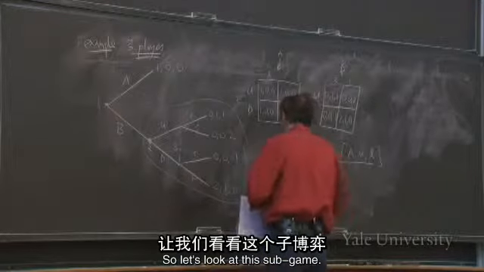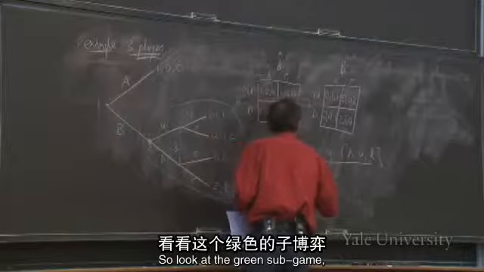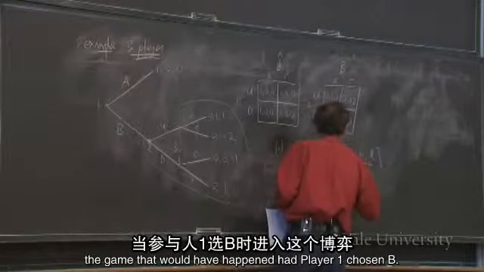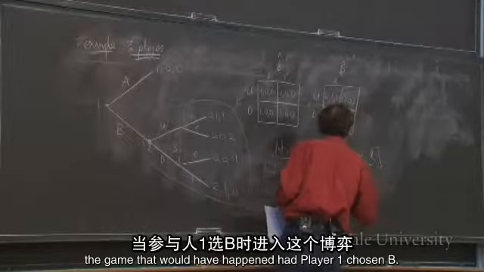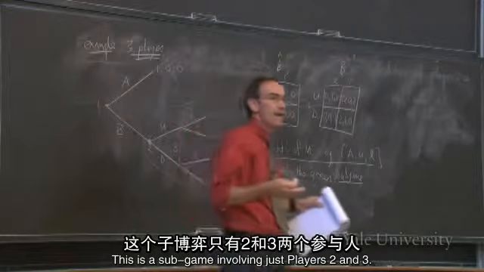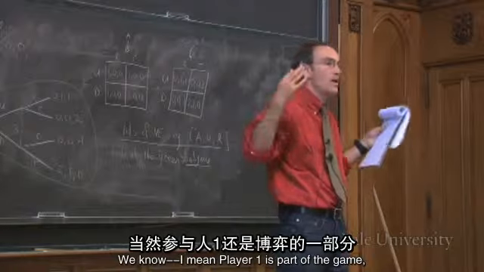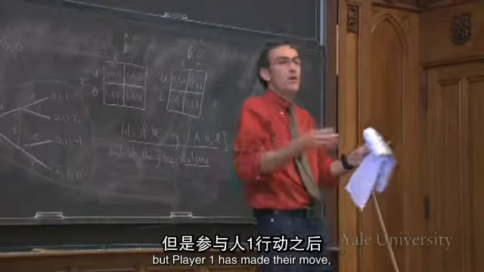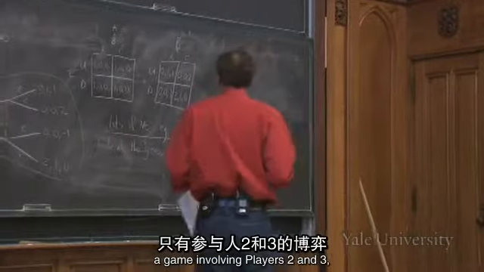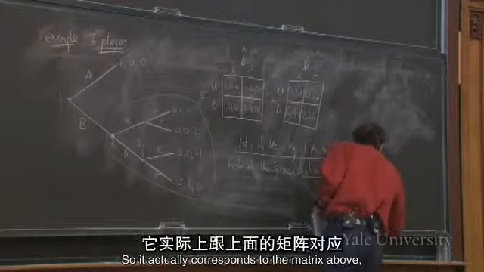So let's look at this sub-game, the green sub-game, the game that would have happened had player one chosen B. This is a sub-game involving just players two and three, so why don't I just forget player one? Player one is part of the game, he's getting payoffs, but player one has made their move, they're not really involved anymore. So let's look at this game as a game involving players two and three, and let's look at the matrix for players two and three.